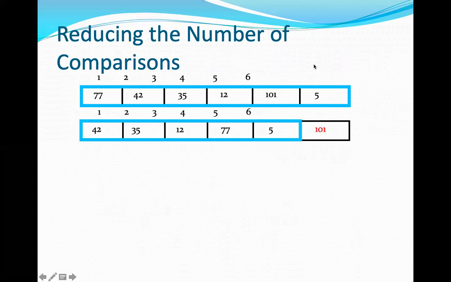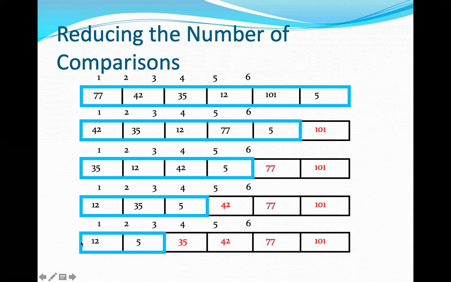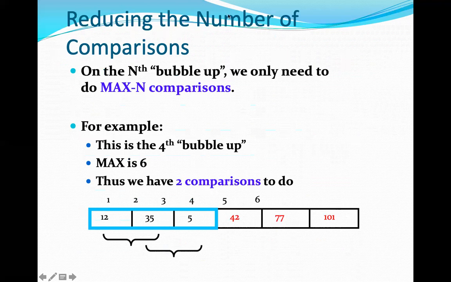Once 101 is placed here, there is no need to compare all the elements, only up to here we need to compare. So at the last iteration, only 1 comparison we need to do, that is between the 2 elements. On the 4th bubble pass, only 2 comparisons are needed between the 3 elements. That's what it is going to say.